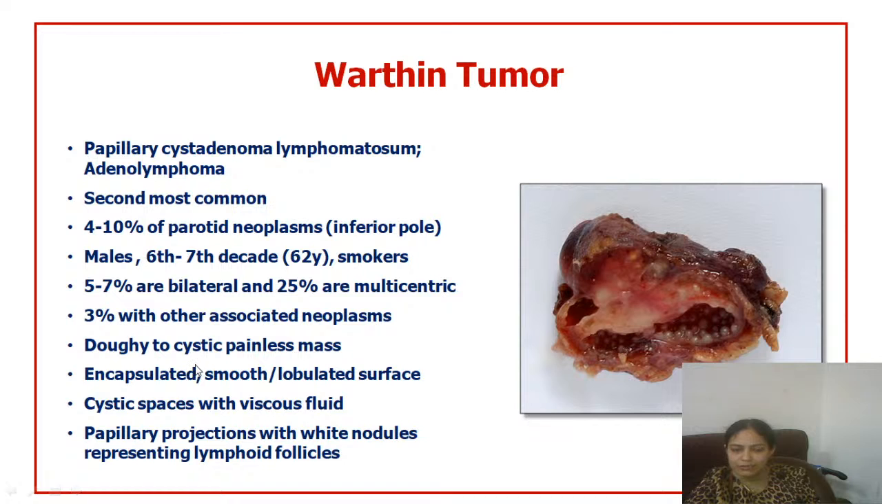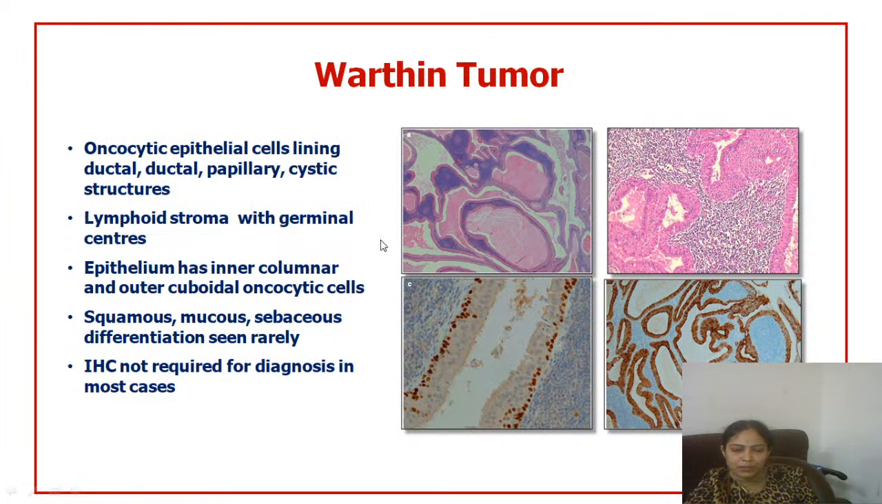So it presents as a doughy cystic painless mass, which grossly has an encapsulated smooth surface. You can see on the outside that the surface is quite smooth, but on the inside you can see that there are small lobules or projections on the inner surface, which appear whitish in color, and this you will see on microscopy is because of the number of lymphoid follicles that are present.